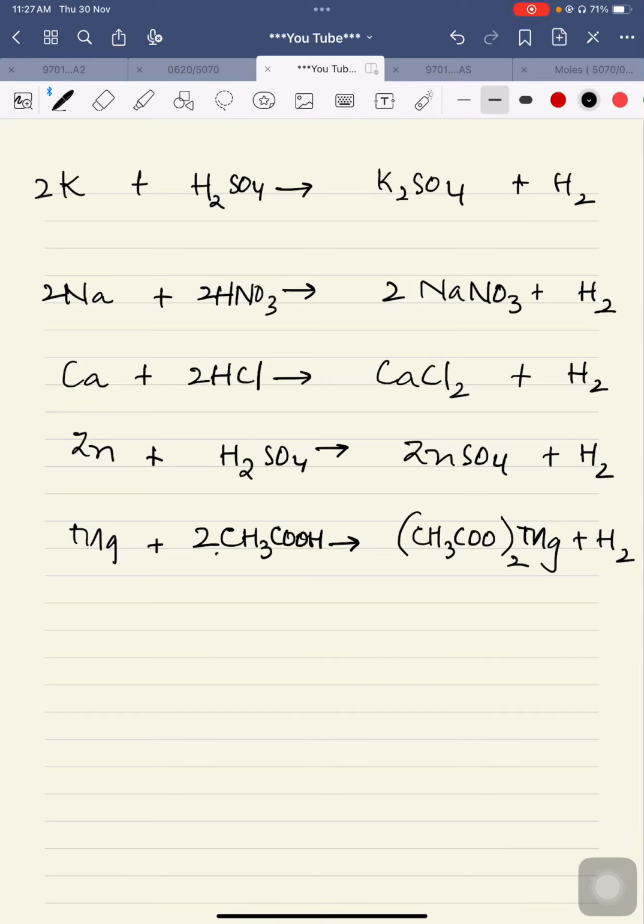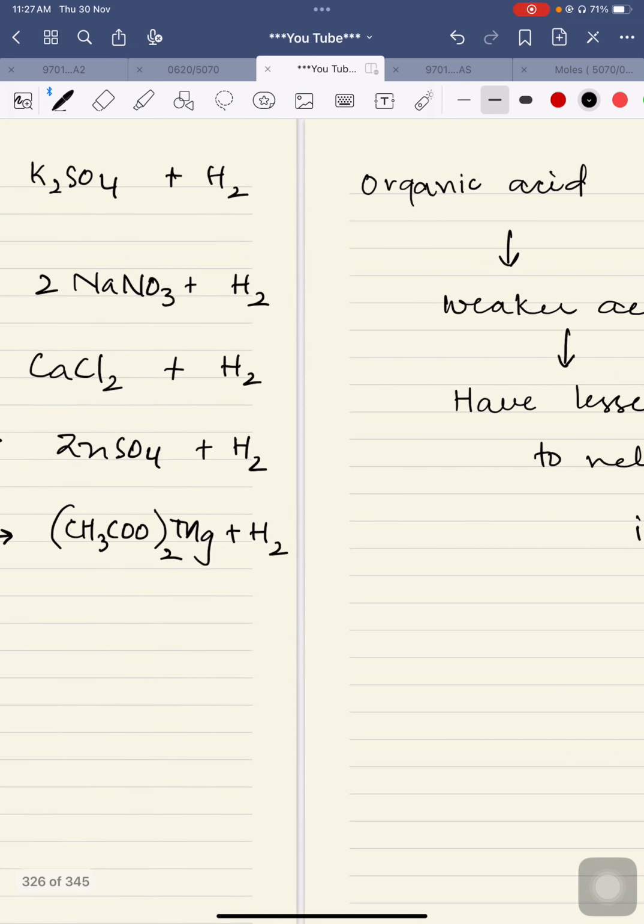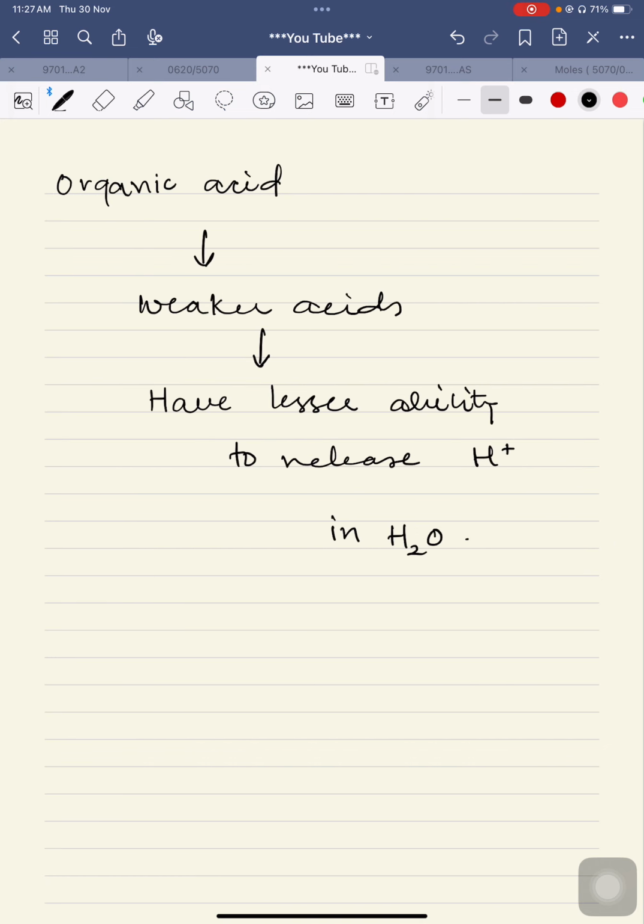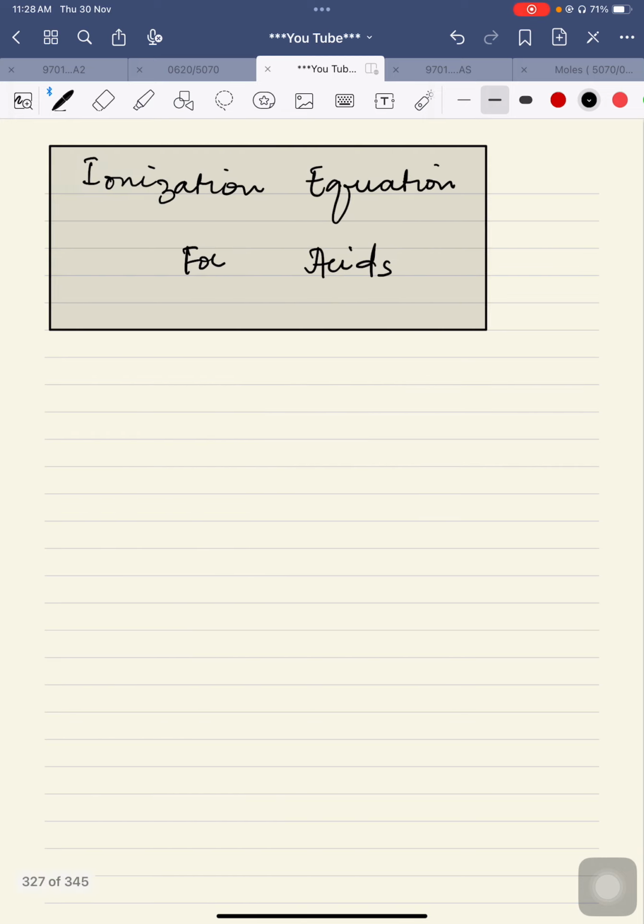Hey guys, welcome back. We were dealing with the reactions of different acids with metals, and we have written those. I have just told you that organic acids are weaker acids as they have lesser ability to release hydrogen ions. They partially ionize and do not fully ionize to give hydrogen ions in water. That's why they are considered weaker acids. Right now on this page, we have written a heading for the next topic, ionization equations of acids. This is one of the keys to understanding the reactions of acids.